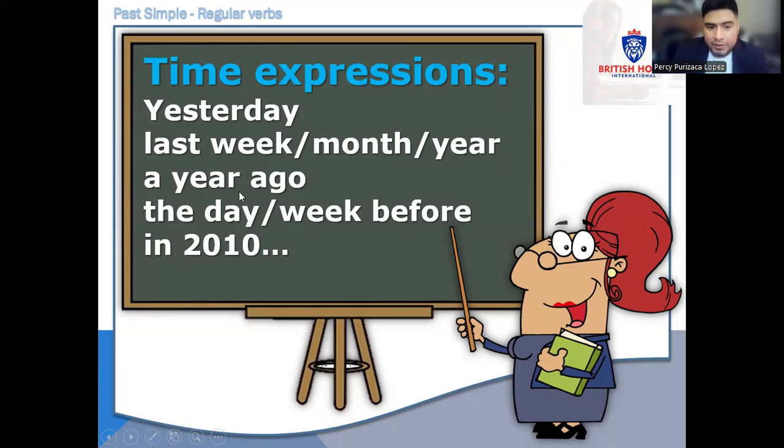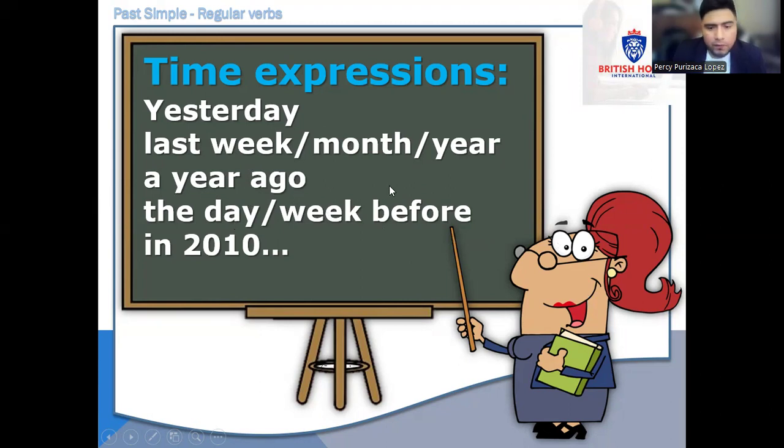Another popular expression is ago, but the thing with ago is that it usually comes at the end of the sentence, al final de la oración. For example, a year ago, I studied English 2 years ago. Ago means that you studied English hace 2 años. Estudiaste inglés hace 2 años. So that's the word ago. It usually comes at the end of the sentence.